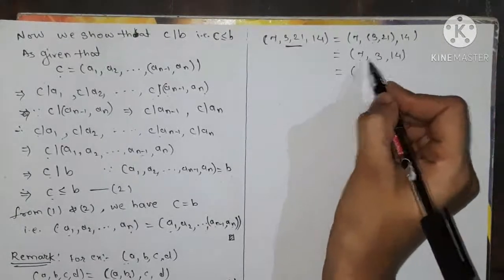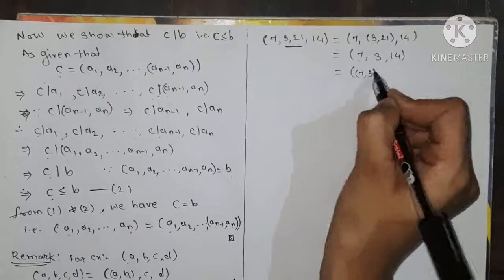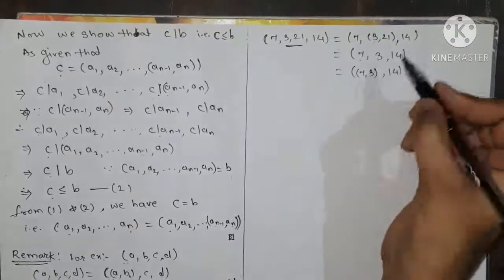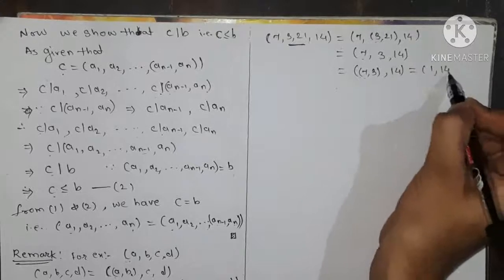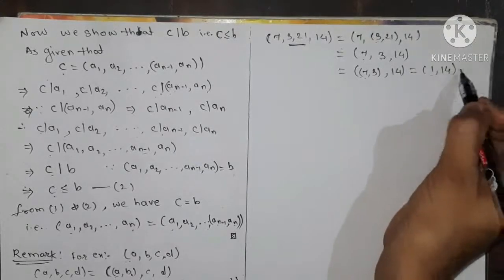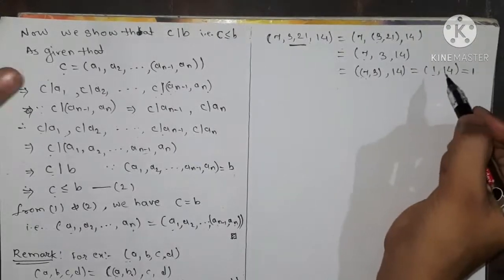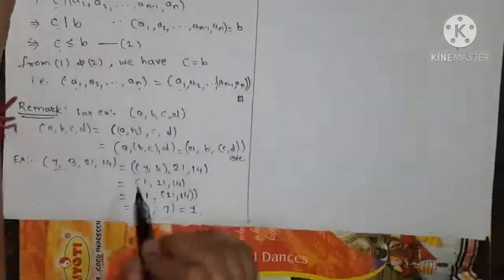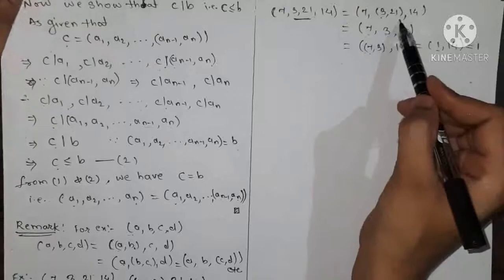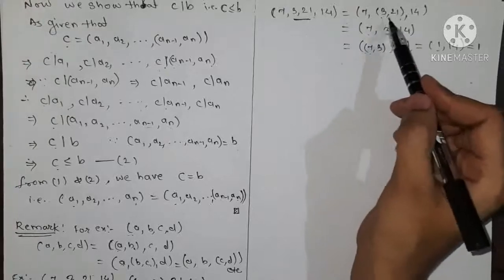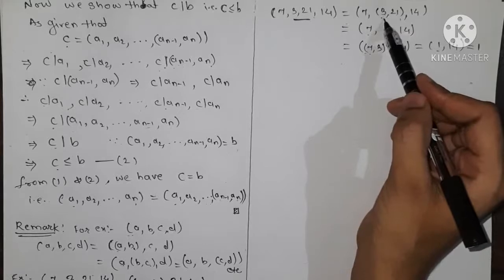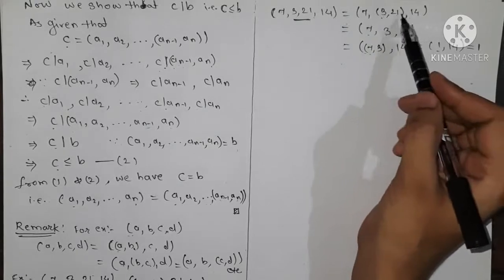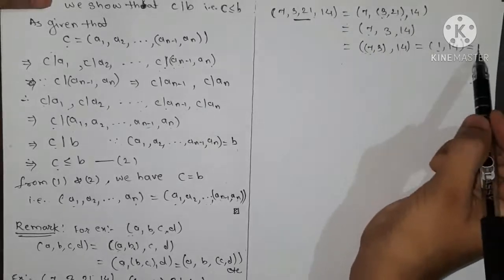Now we take the pair 7, 14. The GCD of 7, 14 is 7, so the GCD of 3, 7 is again 1. So in both cases, whichever pair we take, here firstly 7, 3 and here firstly 3, 21, we find the GCD of that pair and then the GCD with the remaining integers. The answer comes out to be 1.